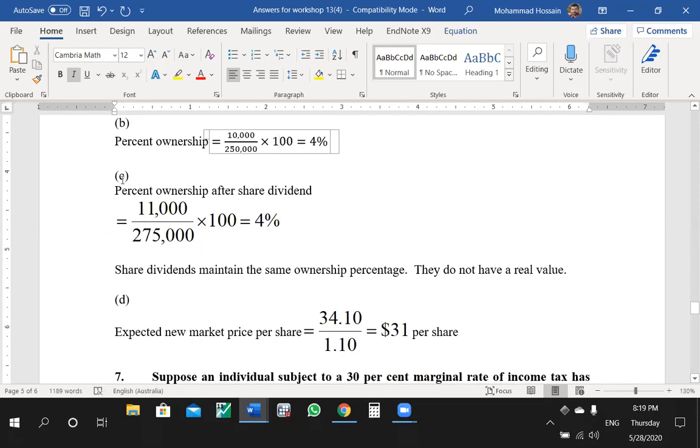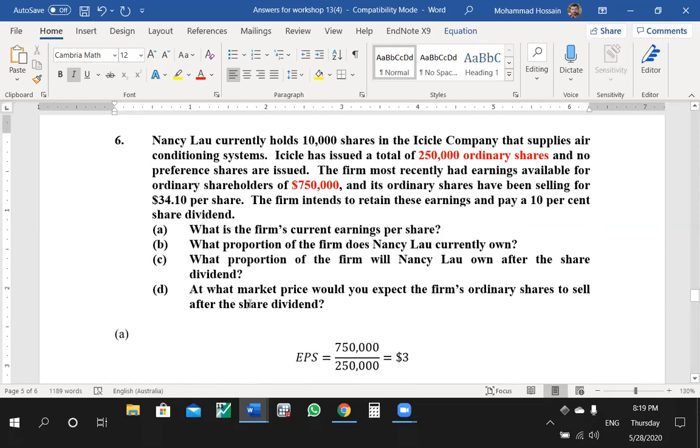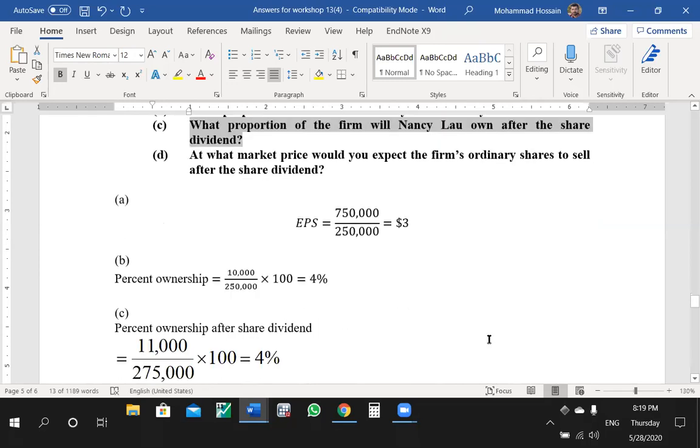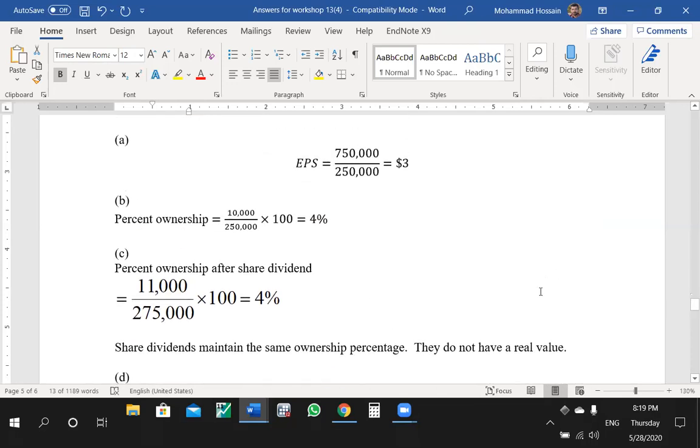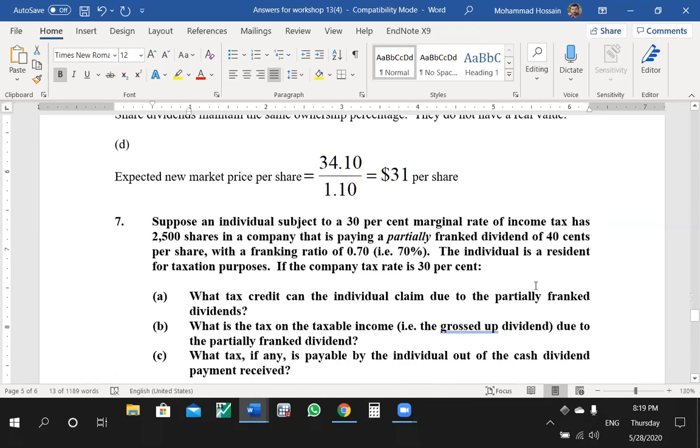Okay, now part C. What proportion of the firm will Nancy Lau own after the share dividend? How much does she own after the share dividends? So, percentage ownership after share dividend. Share dividends maintain the same ownership percentage. They do not have a real value actually. Okay, it remains the same. It doesn't change.